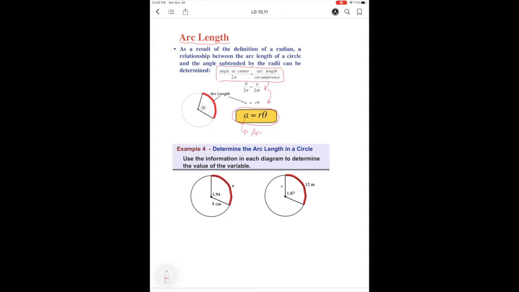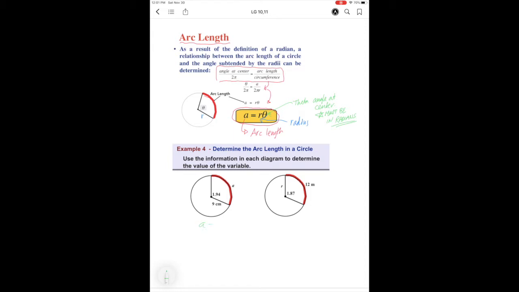So the thing is, this A, that's the arc length. So that's this red line right here. The R right here is the radius of the circle, and the theta is the angle at center. Okay, and that angle, big star here, must be in radians. So make sure it's in radians. If it's not in radians, convert it to radians.